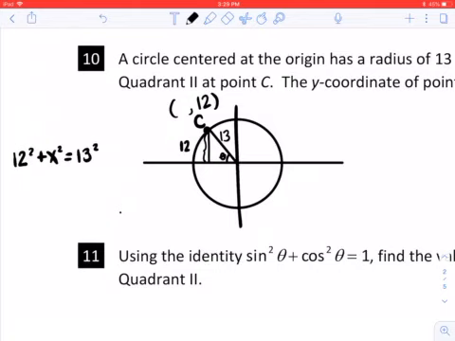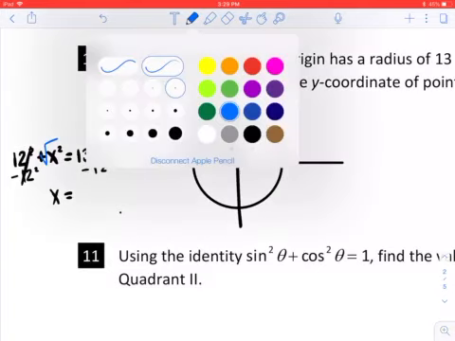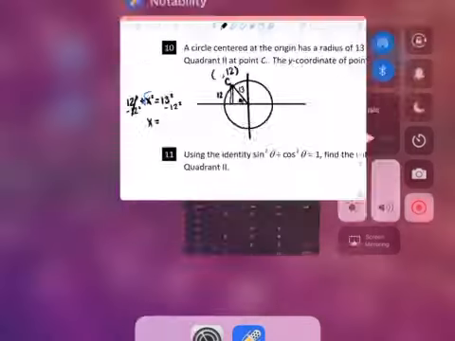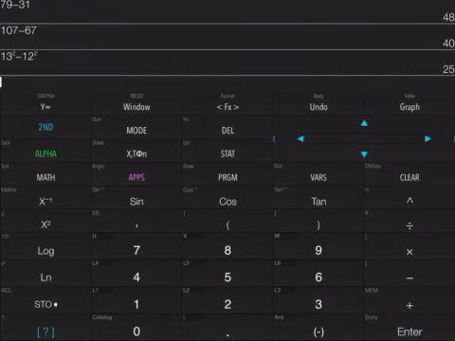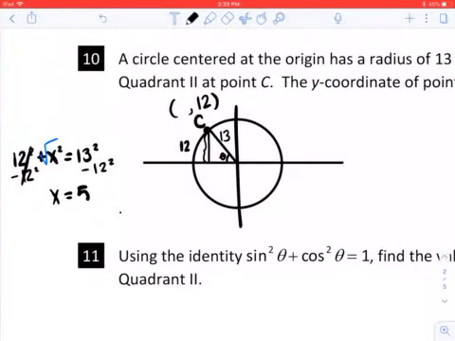So to find x, I'm just going to subtract 12 squared. I'm going to do it all at one time. So I get x, and then whatever I get when I subtract, I have to square root to get the x by itself, because I have x squared. So 13 squared minus 12 squared, I get 25, and then I square root that, so to the 0.5 power, you get 5. So the third side of my triangle is a 5.